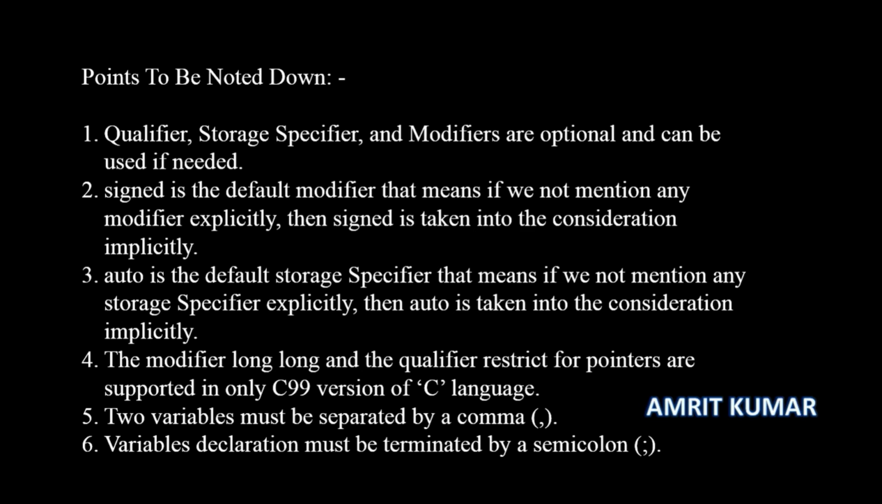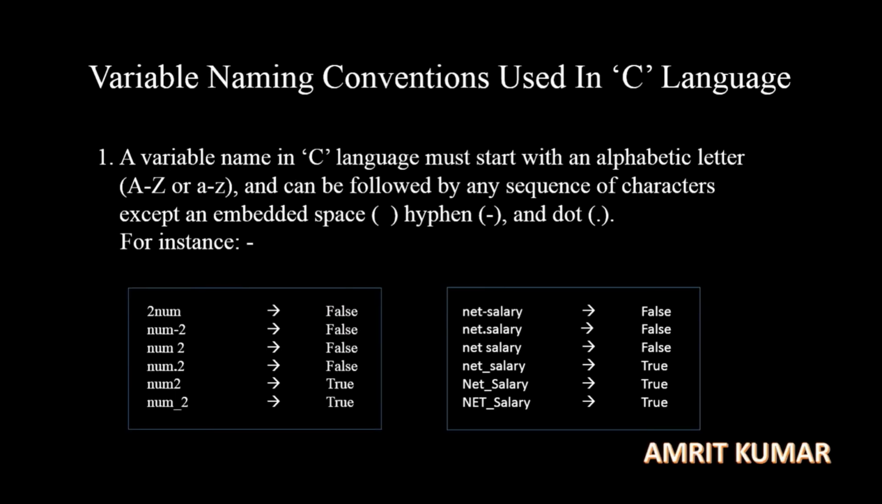The fifth point was that two variables must be separated by a comma. So this was also a very important point. And the last, I think the sixth point, was that variable declarations must be terminated by a semicolon, and that is also an important point. So these are all the points to be noted down. So you might remember all these facts about this optional part of the variables, that is the qualifier, storage specifier and modifiers. So let's move on to the next thing, that is the variable naming convention used in the C language.